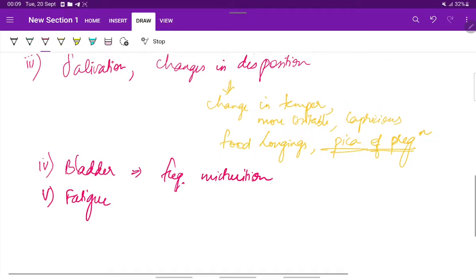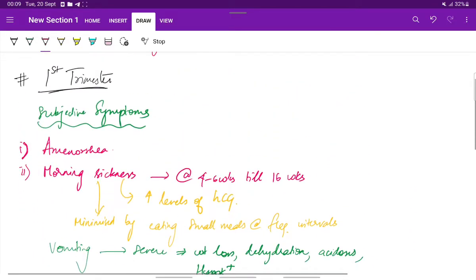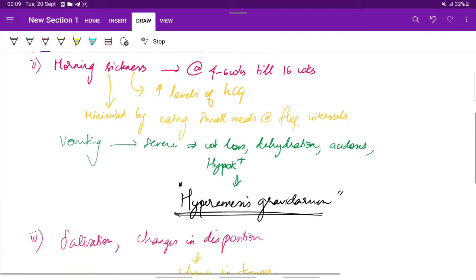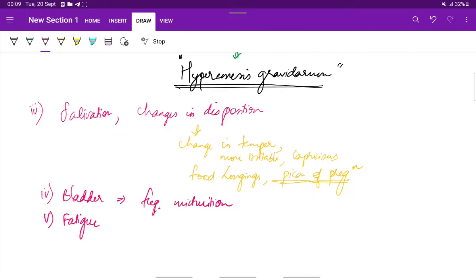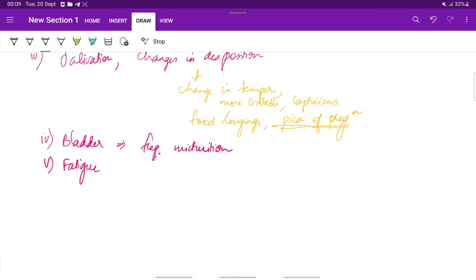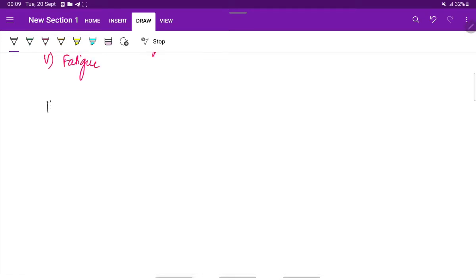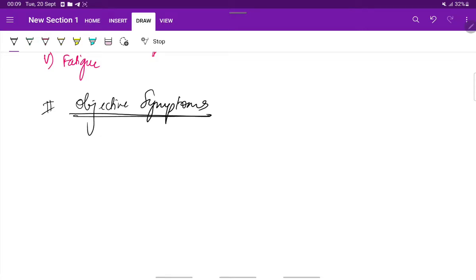So these are all the subjective symptoms in the first trimester which indicate pregnancy. Those are amenorrhea, morning sickness, salivation and changes in disposition, frequent micturition, which is a bladder symptom, and easy fatigability. Now coming to the objective symptoms, in which first we'll see about the changes in breast.